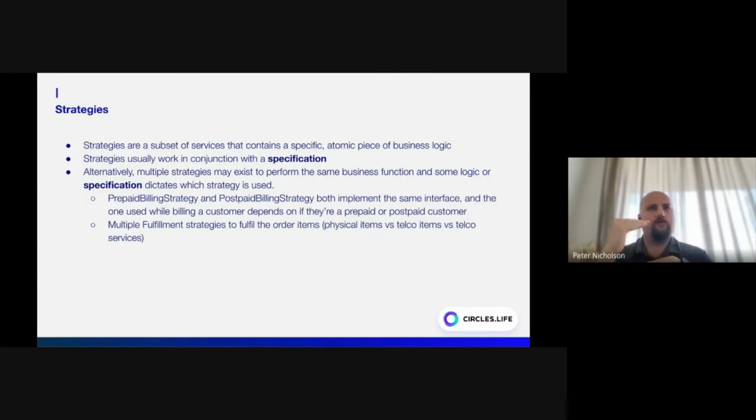Alternatively, you might have multiple strategies to perform the same piece of business logic. I used a previous example from OMS having a logistics fulfillment strategy and a telco fulfillment strategy to fulfill the order items based on whether they'd be shipped to the customer or subscribed by the telco services. Likewise, another example here is the prepaid billing strategy versus postpaid billing strategy. If the logic to bill the customer is going to differ between prepaid and postpaid, we can create multiple strategies and then look at the customer to figure out which one to use. This is where strategies come into play.